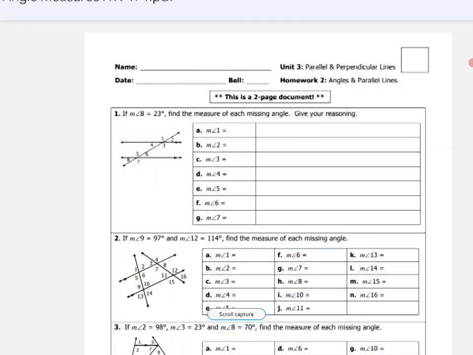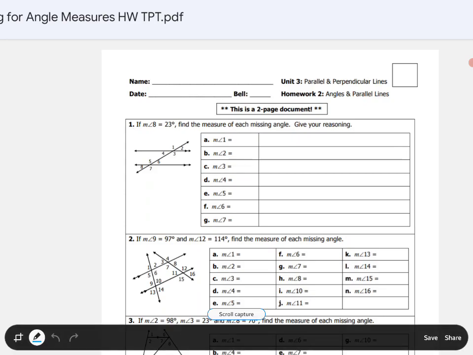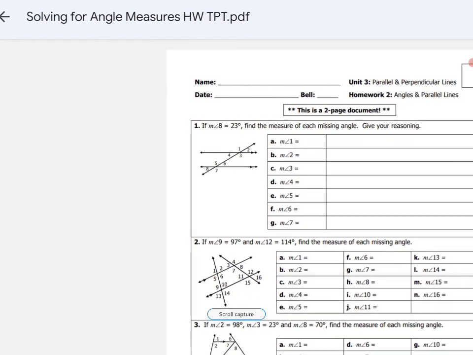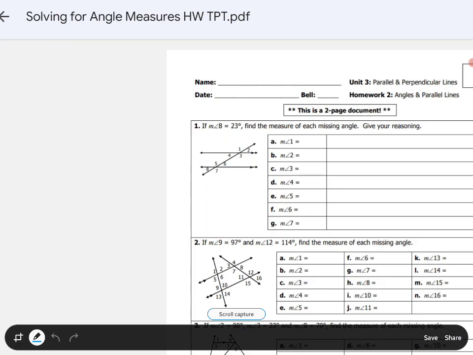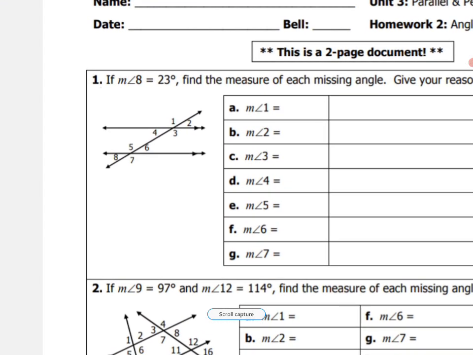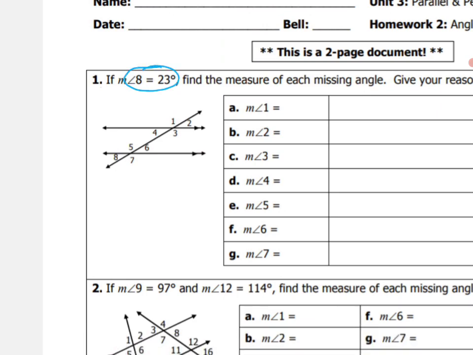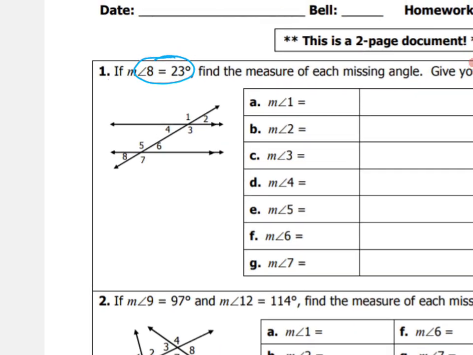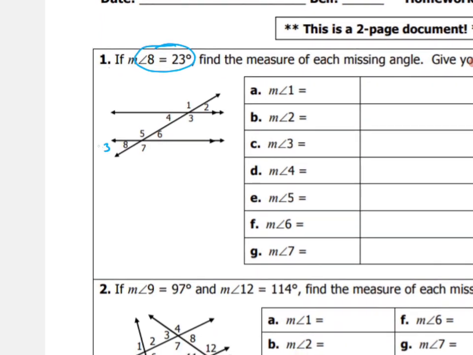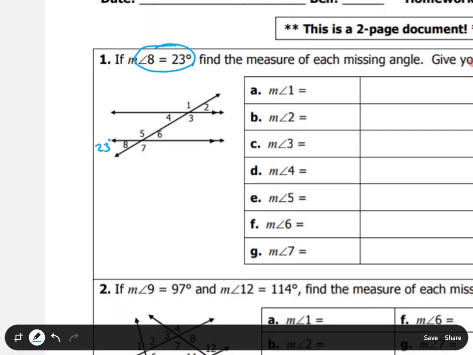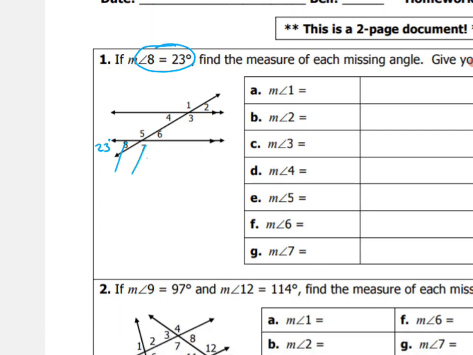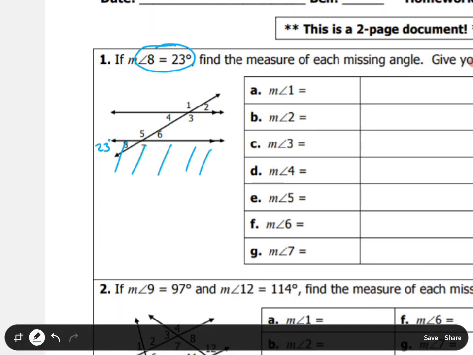So, last class, I told you guys the relationships for these different angle pairs that we've been looking at. So we're going to start using these angle pairs to solve for angles. In this case, they tell us that angle 8 is 23 degrees. Angle 8 is going to be over here. So what you're going to want to do is use this angle as a starting point. You're going to want to try and find an angle pair with it. Since it's on the exterior, I'm not going to be able to do any interior angles, but I can do alternate exterior, and I can do corresponding.